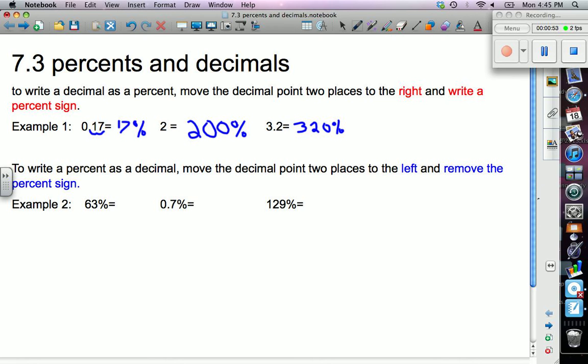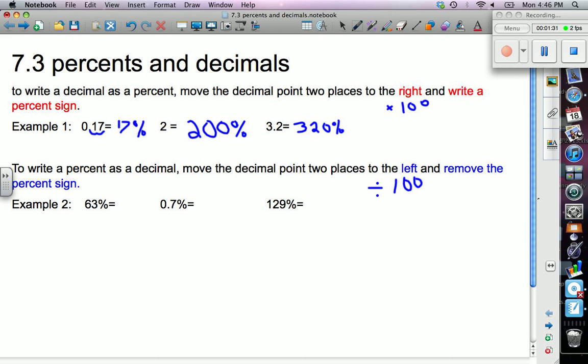The other thing you're going to learn, for example 2, is how to write a percent as a decimal. So in this case, we're going to do the opposite. We're going to divide by 100 or move the decimal 2 places to the left and remove that percent sign. Here is the same as multiplying by 100. Here we're going to divide by 100. It's up to you if you like remembering it as multiply by 100 and divide by 100 or move to the right or left. But whenever you're taking a decimal, it's always going to look bigger as a percent, so you can remember that as the multiply.